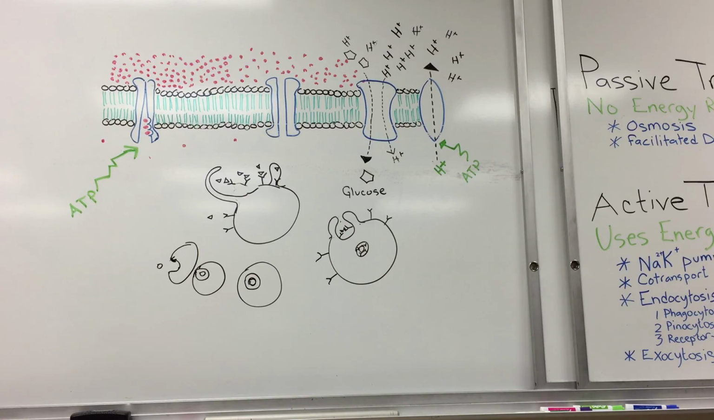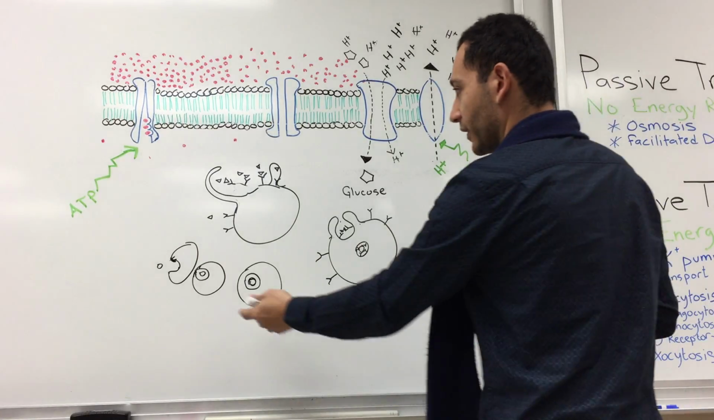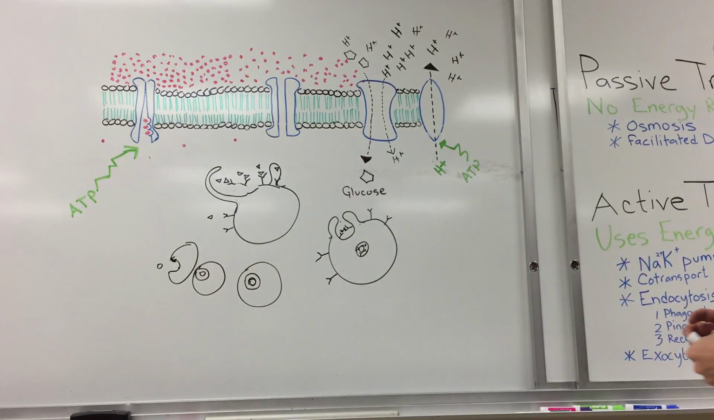That is exocytosis. It's really just the opposite of endocytosis. Instead of taking in, you are taking out. So that is the summary of plasma membranes.